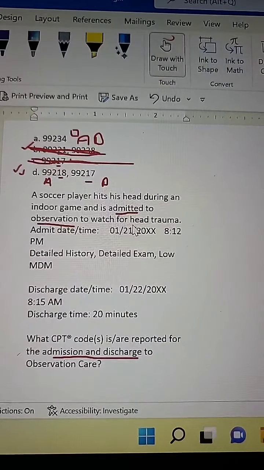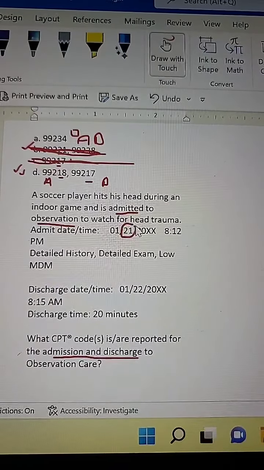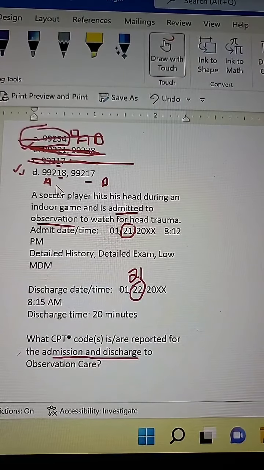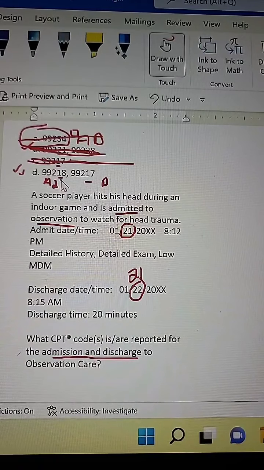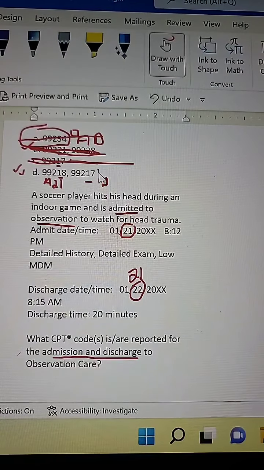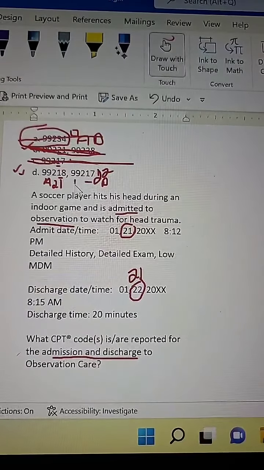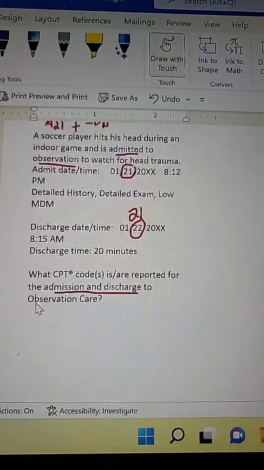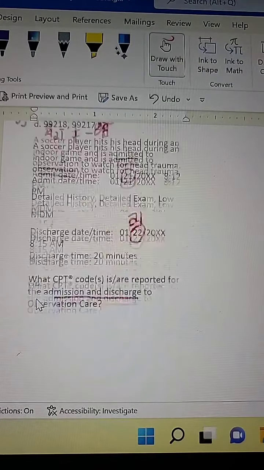The difference is the dates. This one was 1 day and this is the second day. If our admit and discharge had been both on the 21st, then we could have used A, but because it's two separate dates of service, we have to use an individual one. This will go for the 21st, and this discharge will be going for the 22nd. So because we have two different dates, we have to use two different codes. So our answer will be D on that one.